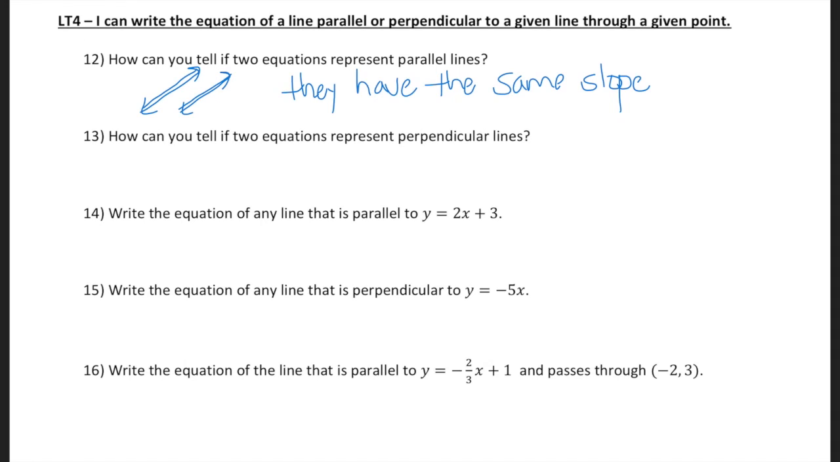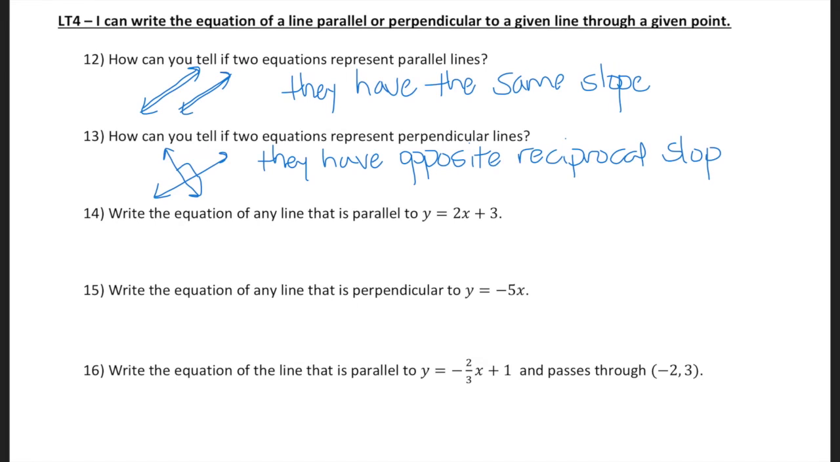How can you tell if two equations represent perpendicular lines? Perpendicular lines cross at a 90-degree angle. So in order to have a 90-degree angle, they have opposite reciprocal slopes.